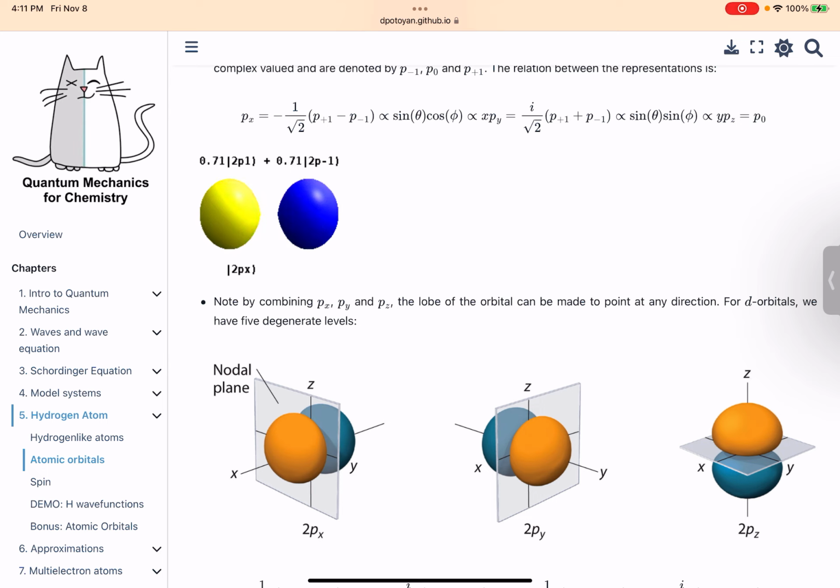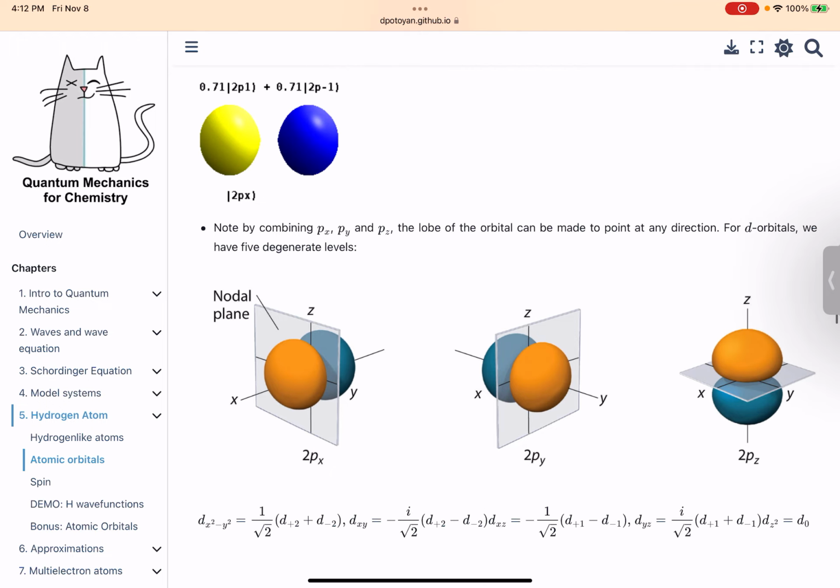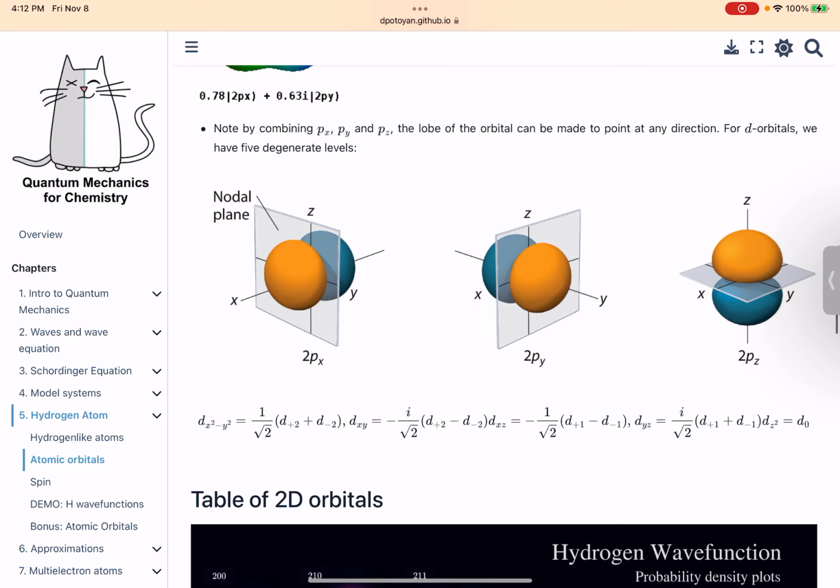Okay, so here you're seeing the animation of this. You see how by taking a linear combination of p1 and p minus 1, you can end up with a purely real function that you can visualize. And the visual image is that of a familiar dumbbell or two lobes, whatever you want to call the p orbital shape, familiar from chemistry literature. And here are the shapes of 2px, 2py, 2pz.